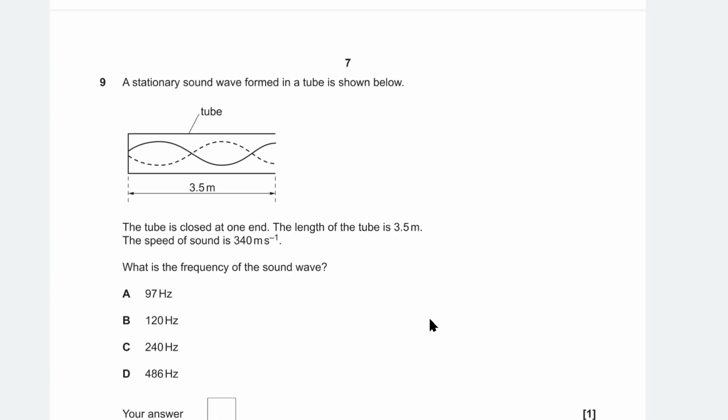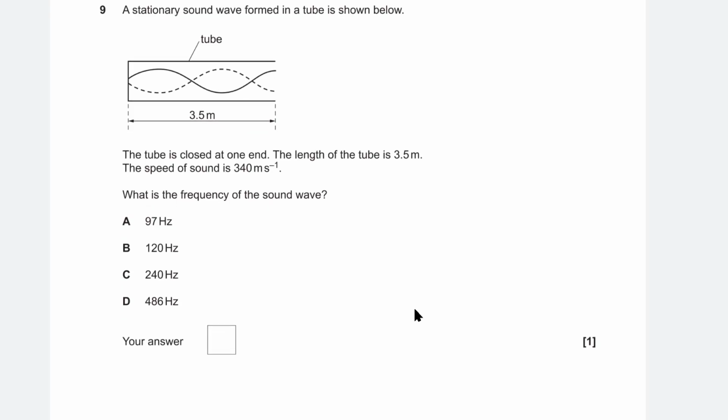Okay, moving on to question number 9. A stationary wave is formed in a tube. The tube is closed on one end. The length of the tube is 3.5 meters. I actually solved this one recently in a separate video as well.